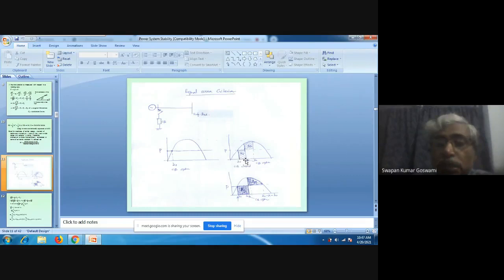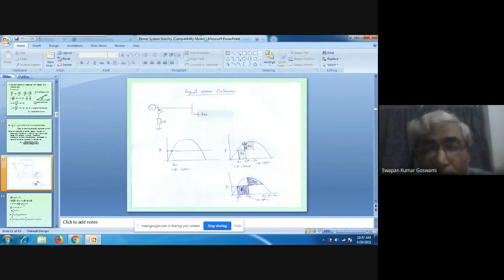As output is the same, say delta 1 is reached. At delta equal to delta 1, let us open the contact of the circuit breaker again. At delta equal to delta 1, again the circuit breaker contactor is opened. So when the circuit breaker contacts are open, what happens? The operating point from here will jump on the power angle curve.